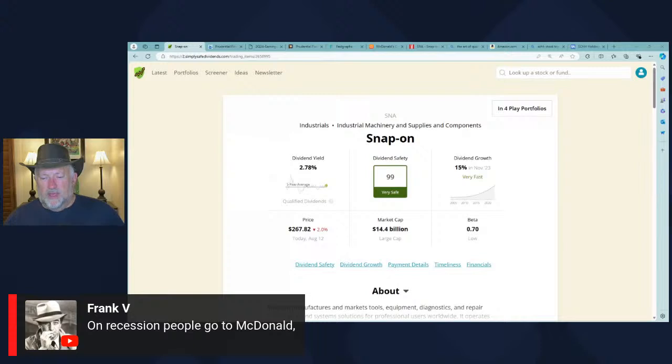So it's not a good time out there for restaurants, at least for quick service restaurants anyway. On good times, people buy more McDonald's. Yeah, that's true.